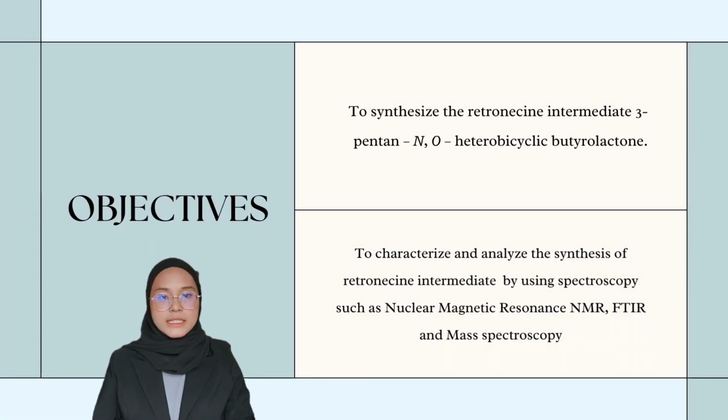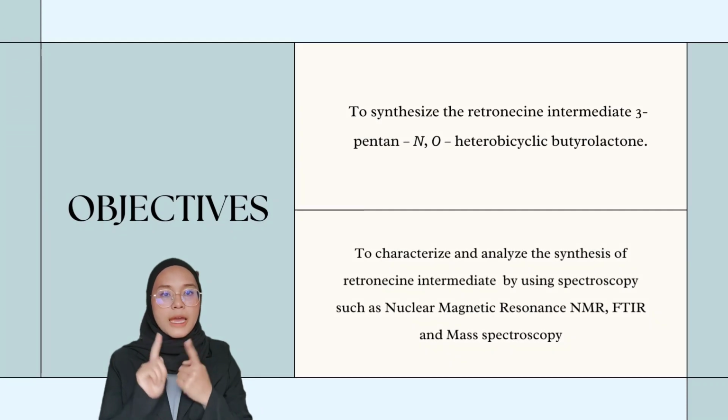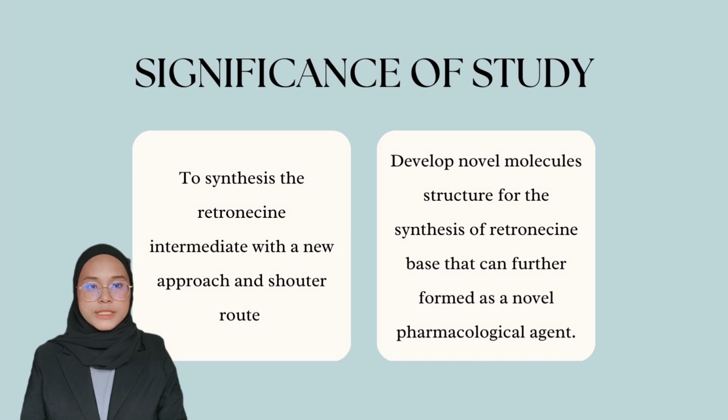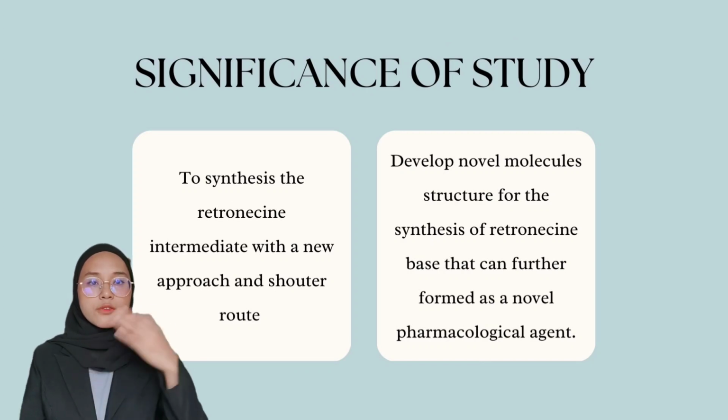The goal of these studies is to synthesize retronecine intermediate 3-pentanoheterobicyclic butyrolactone, as well as to characterize and analyze the product obtained by using spectroscopy techniques such as NMR, IR, and mass spectroscopy. The significance of this study is to synthesize retronecine intermediate with a new approach and shorter route, and also develop a novel molecule structure for the synthesis of retronecine base, which can further form a novel pharmacological agent.